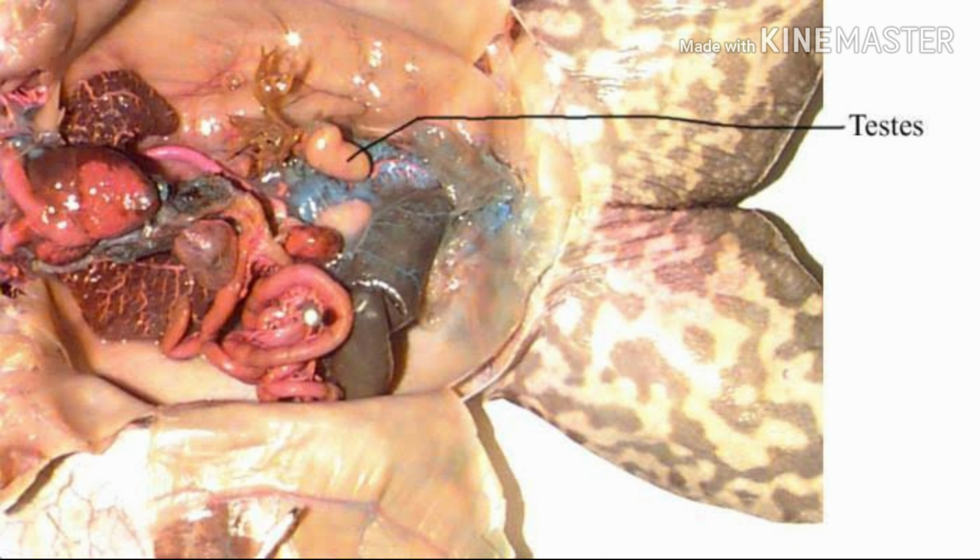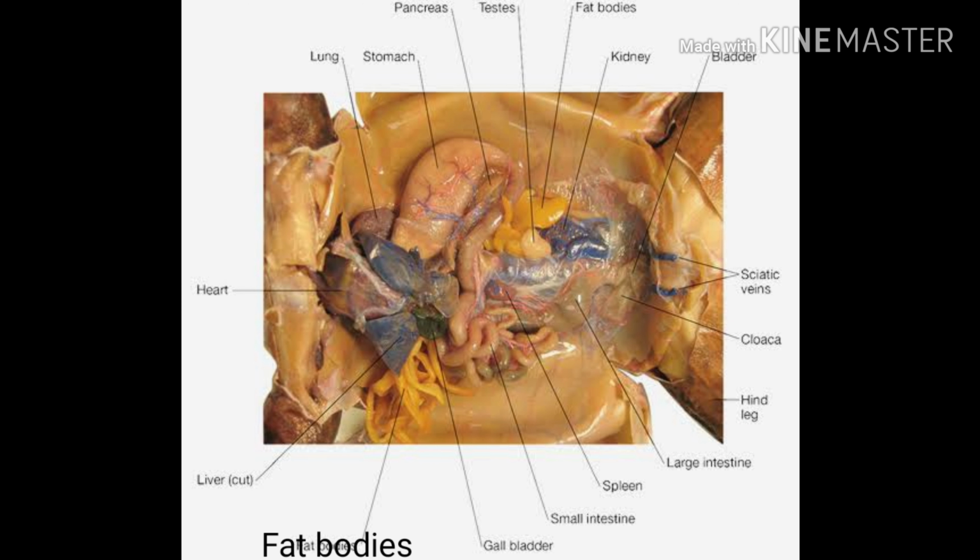Next are the testes, which are a pair of elongated, cylindrical yellowish bodies lying on the ventral surfaces of the kidneys. They are the ones that make sperm. The fat bodies, which are also known as corpora adiposa, are finger-like yellowish bodies.